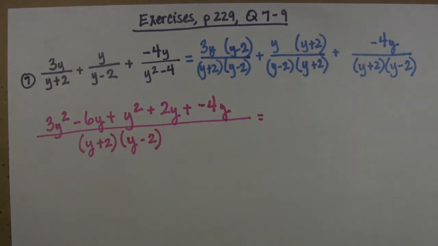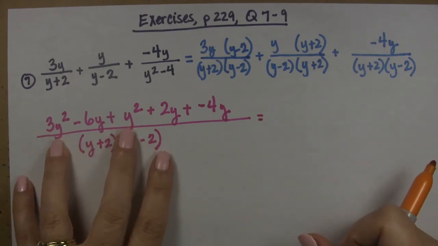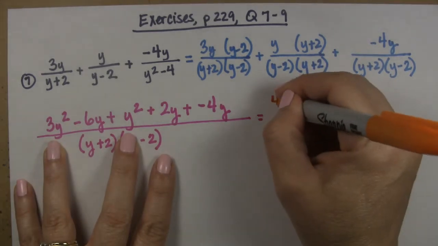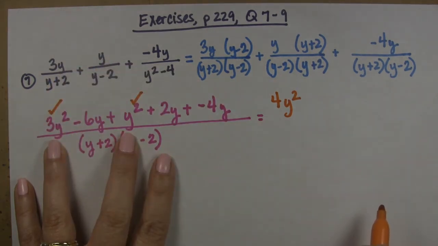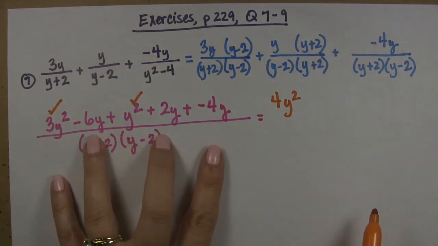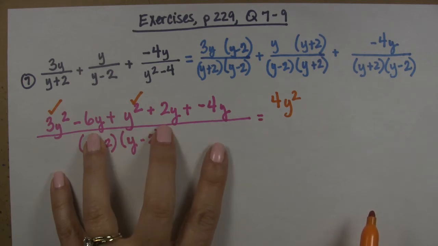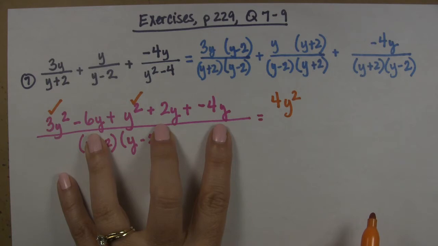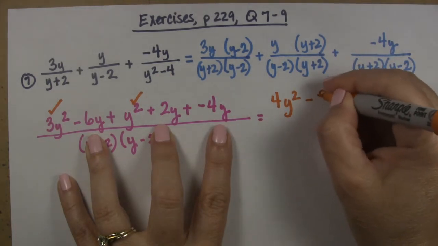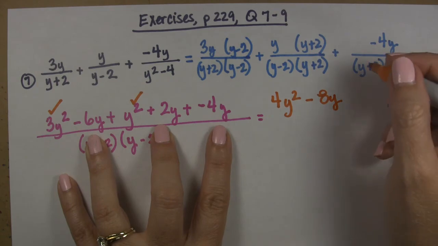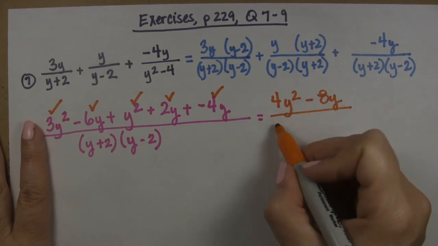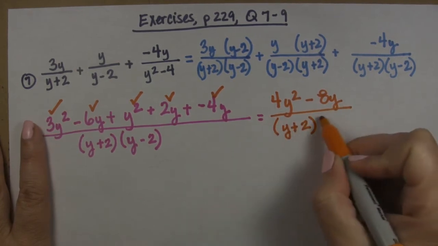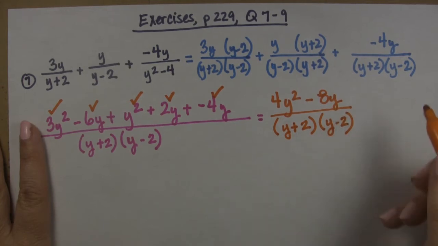Okay, so then our next step is going to be to combine all of our like terms. So first I'll deal with the y squareds, and it looks like I'm going to have 4y squared. And I'll put check marks over those so that I can keep up with things. And then I have a negative 6y, a positive 2y, and a negative 4y. So that is going to add together to be a negative 8y. And then I will put check marks here, and I see that everything is checked off, so that makes me happy. And I'm still over the same common denominator of y plus 2 times y minus 2.